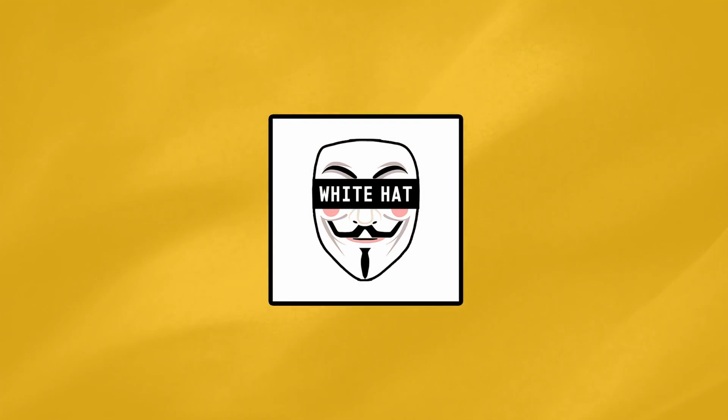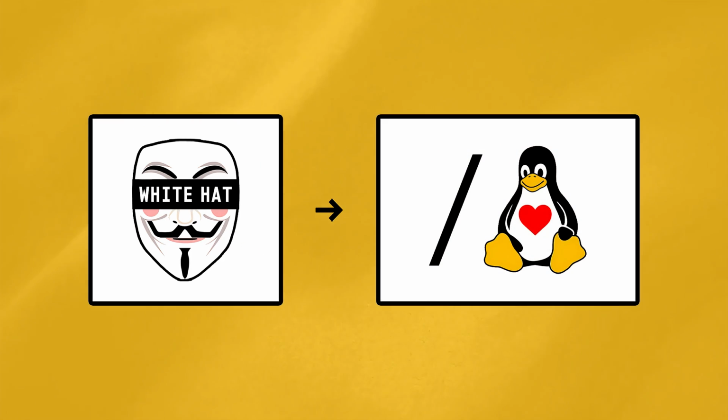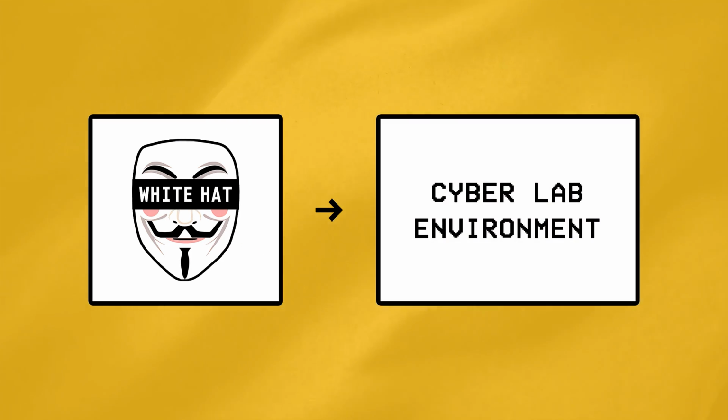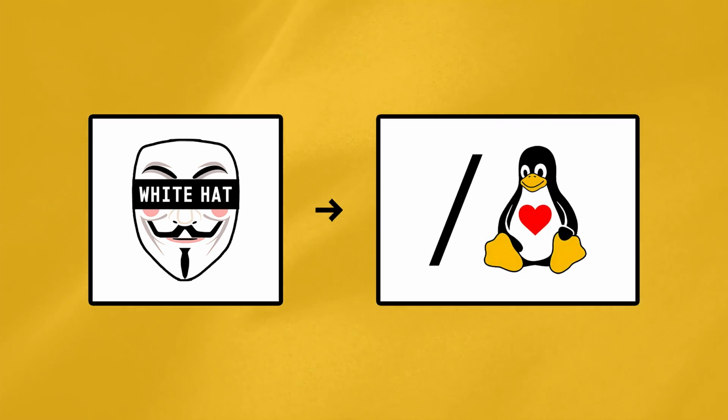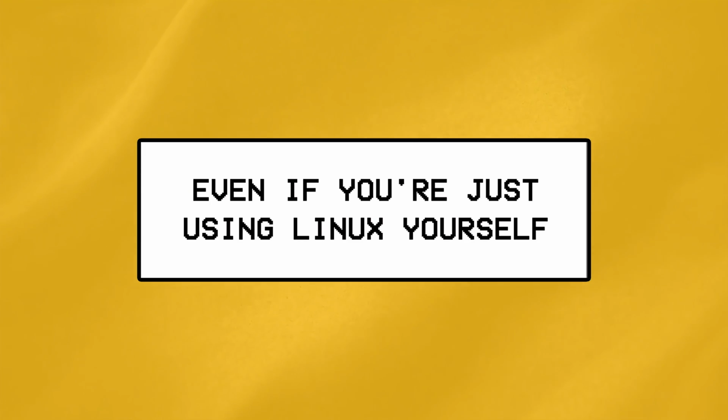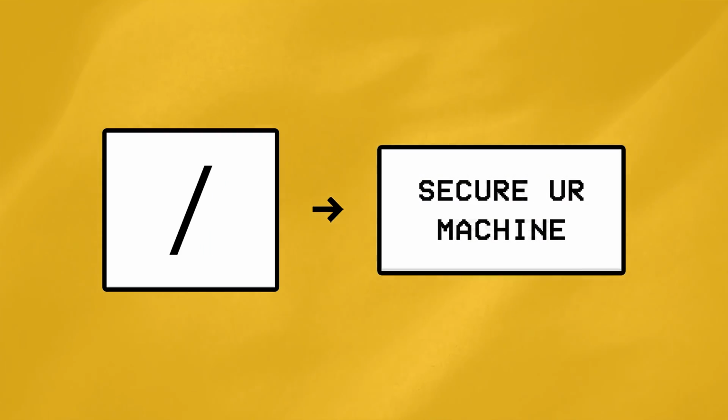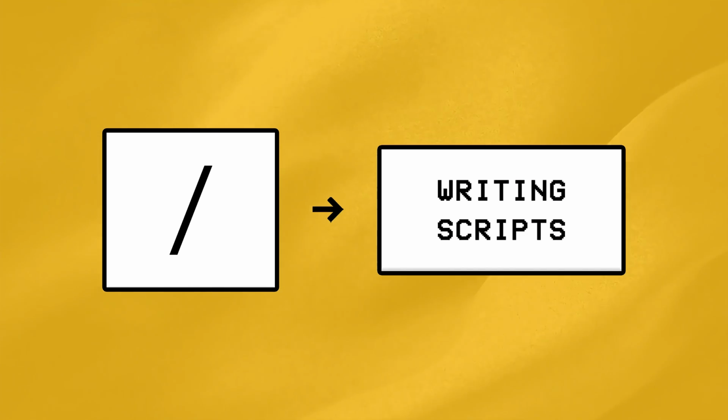Now, as an ethical hacker or a cybersecurity student, understanding this heart of Linux is essential, because when working in lab environments or simulations, this is where you'll mostly find important files like user data or system configurations. And apart from that, even if you're just using Linux yourself, knowing how the file system works helps you customize your setup, secure your machine, fix issues, and even build custom tools for testing or automation.